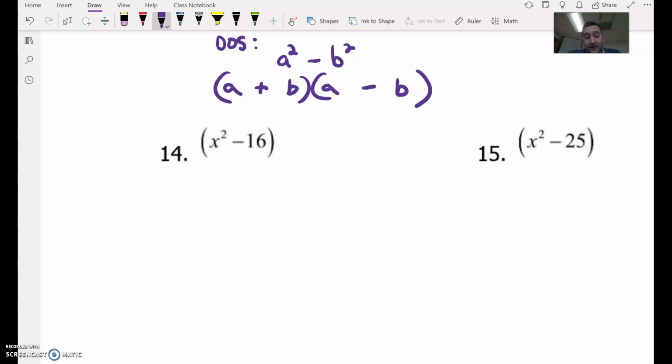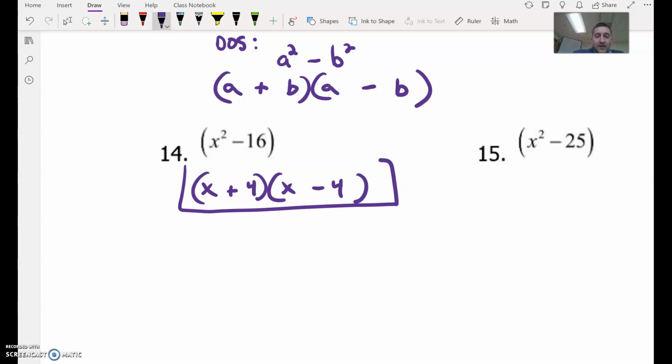So I'm going to follow that exact formula right here. X squared minus 16 is going to be broken into two parentheses. X squared gets split into x and x. 16 gets split into 4 and 4. And we always have 1 plus, 1 minus with difference of squares. That is the answer. It is in factored form now. One of the factors is x plus 4, and the other factor is x minus 4. There's two factors there.